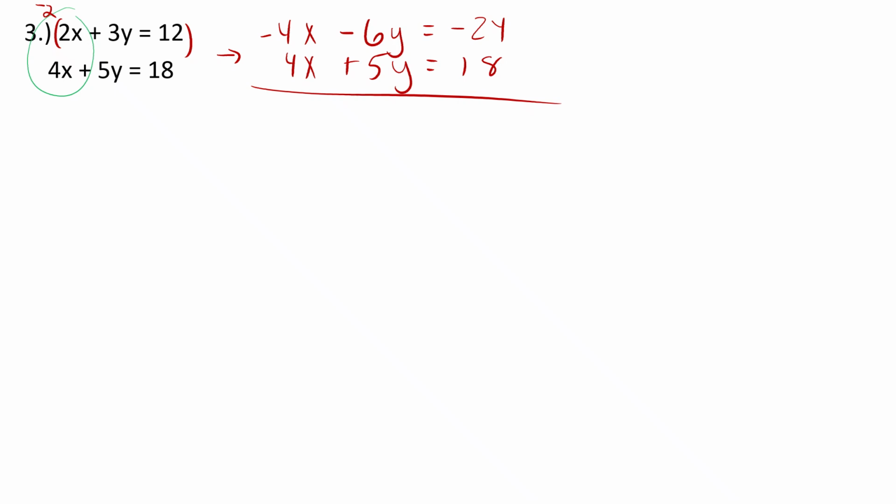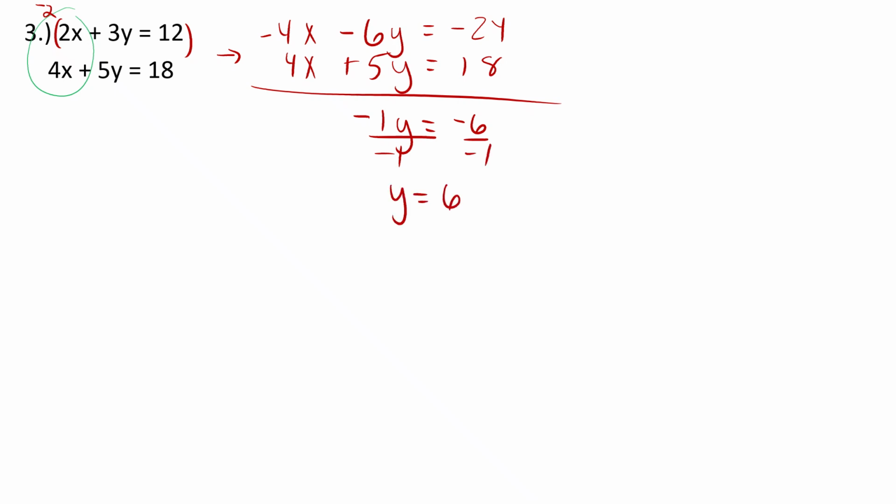Negative 4x plus 4x is 0. Negative 6y plus 5y is negative 1y. And negative 24 plus 18 is negative 6. Divide by negative 1, and we get y is equal to 6.